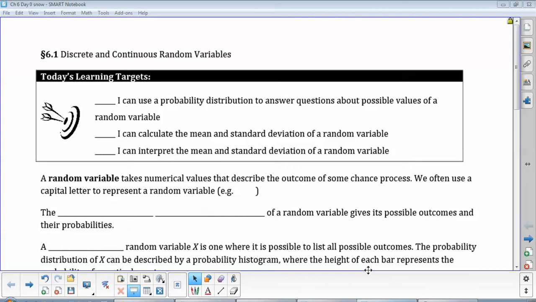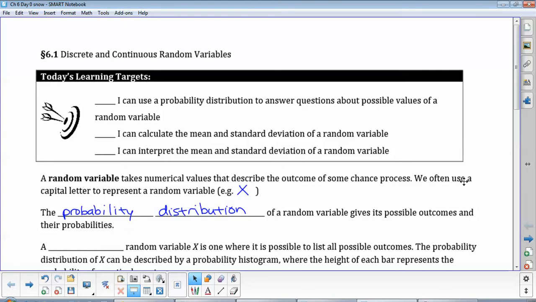As you can see, a random variable takes numerical values. It's a quantitative variable that describes the outcome of some chance process. Usually we use a capital letter to represent a random variable, for instance the letter X, because we use that a lot in math. The probability distribution of a random variable gives its possible outcomes and their probabilities. Remember this from Chapter 5. It's the sample space, all the possible outcomes, and their probabilities.